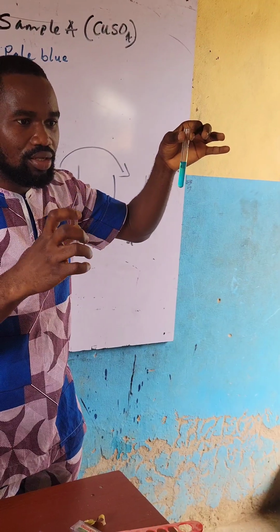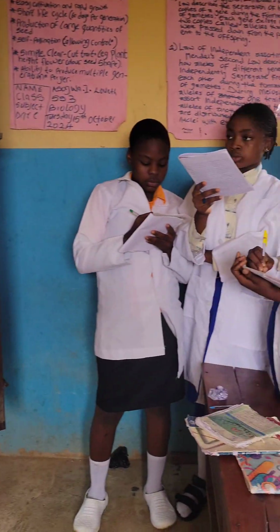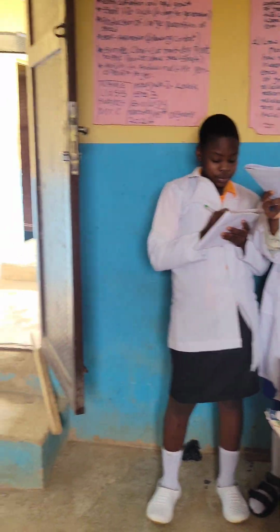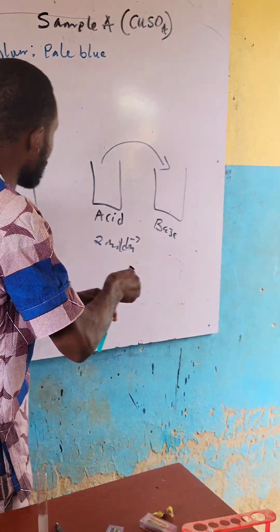Do you know gel? You guys use gel for your head. So it is in gel form. Can you see it now? So what was formed? A gelatinous precipitate was formed.